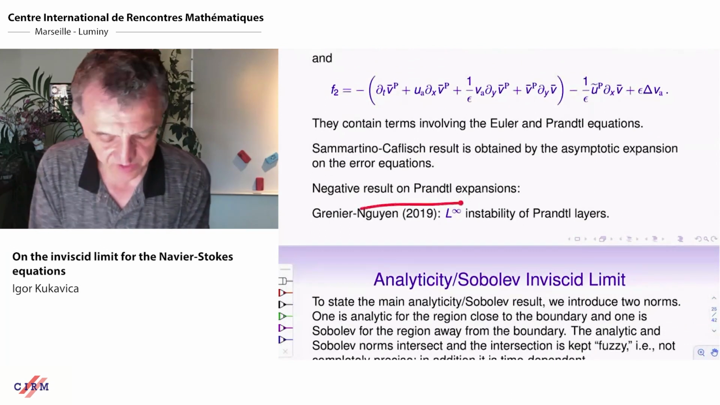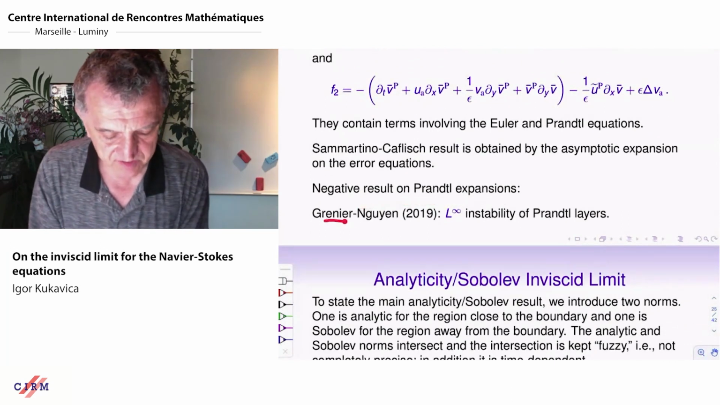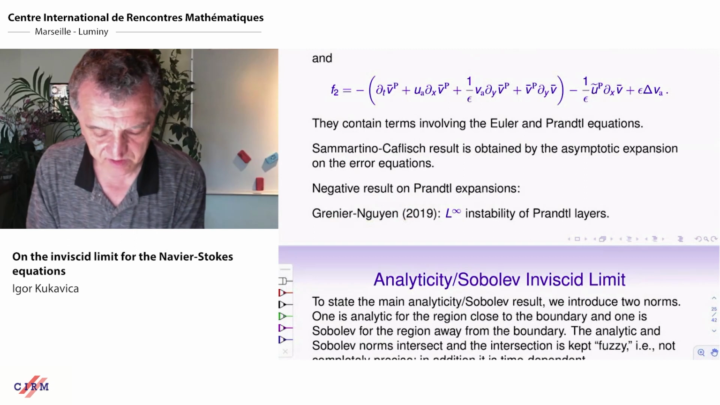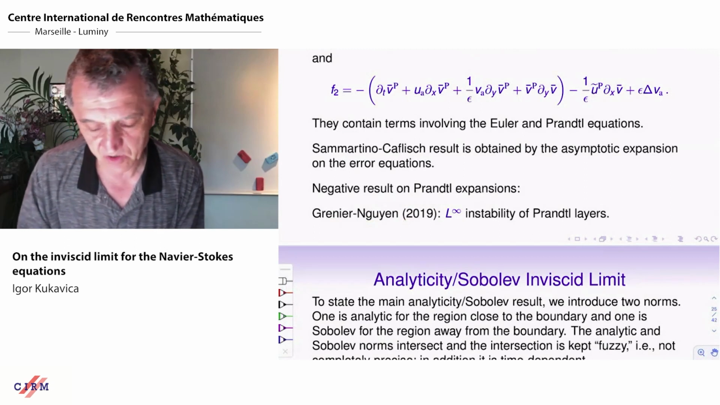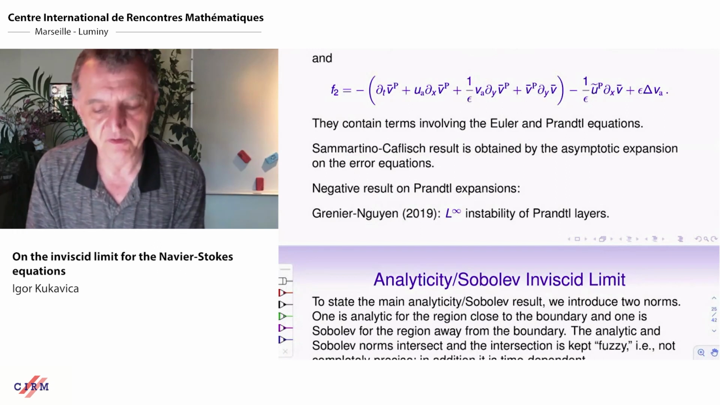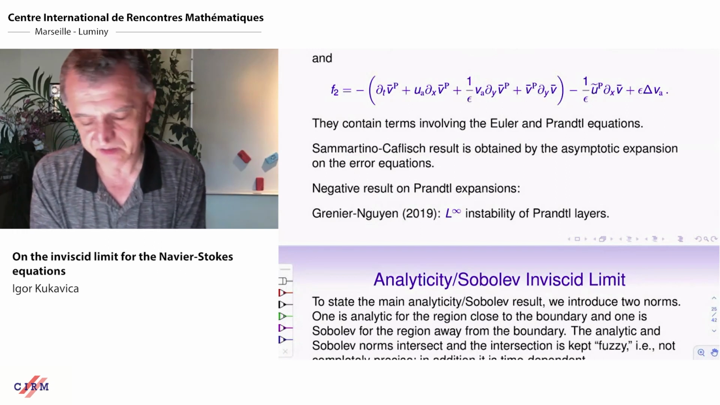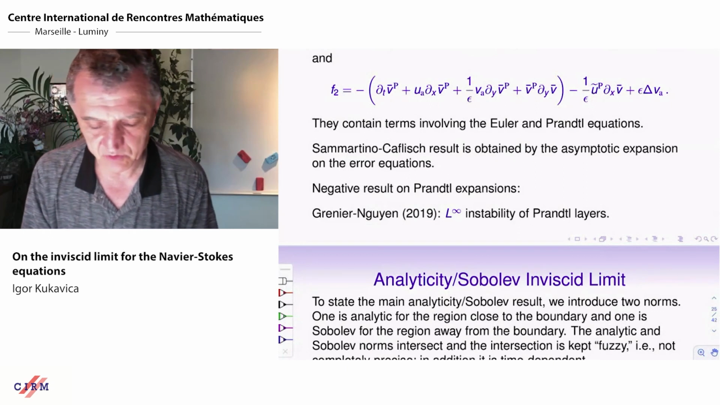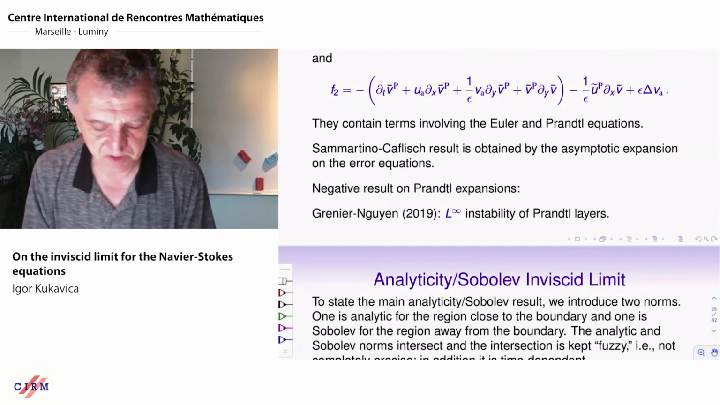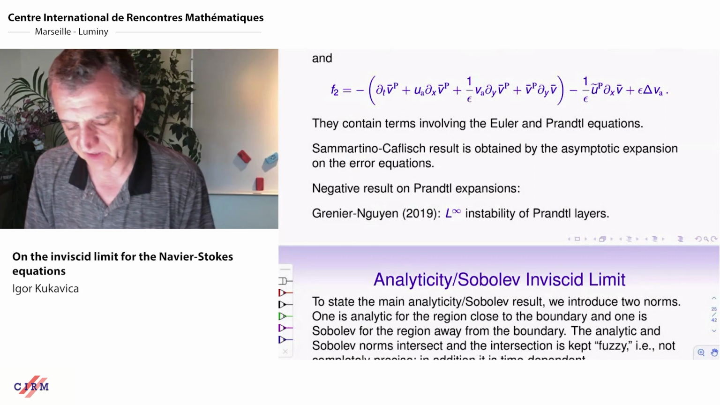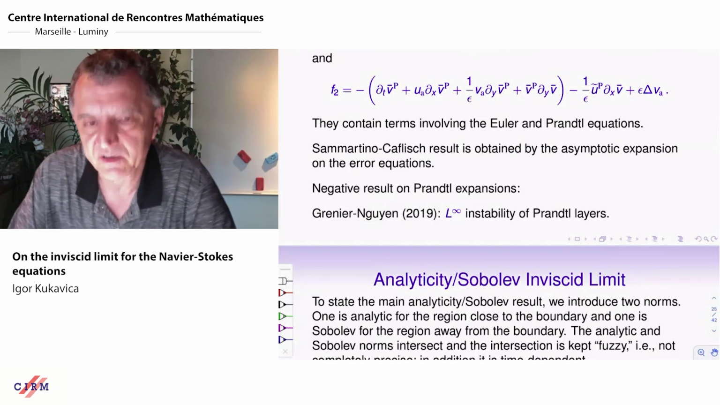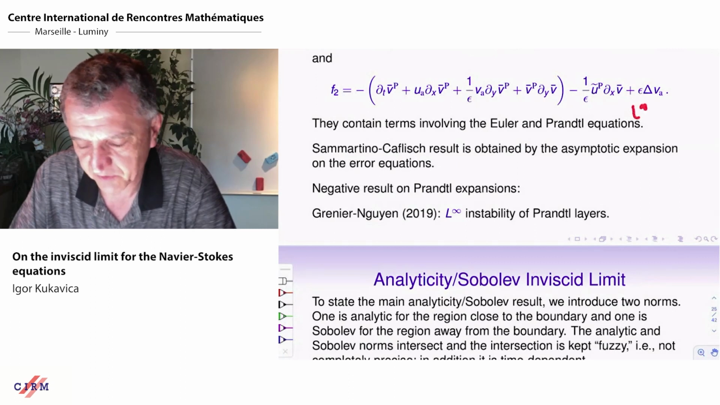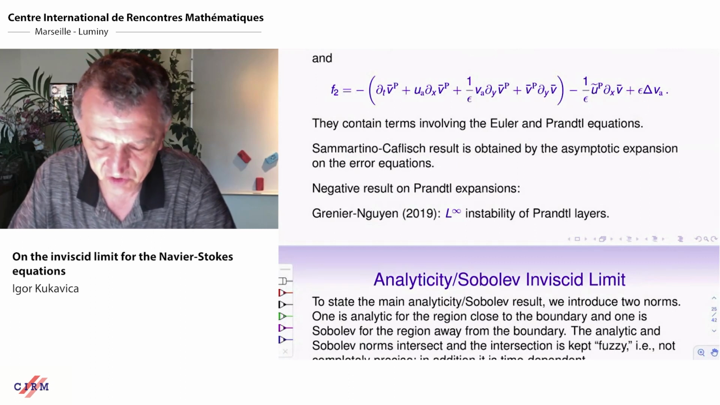So there is also a negative result on parental expansions. So Grenier and Guès prove that L infinity instability of parental layers holds, which means that if we think that the parental equation is a good approximation for the Navier-Stokes minus Euler, it may be, but not in L infinity. So this does not contradict the inviscid limit, because anyway, L infinity is a tricky space, so one should work in L2.